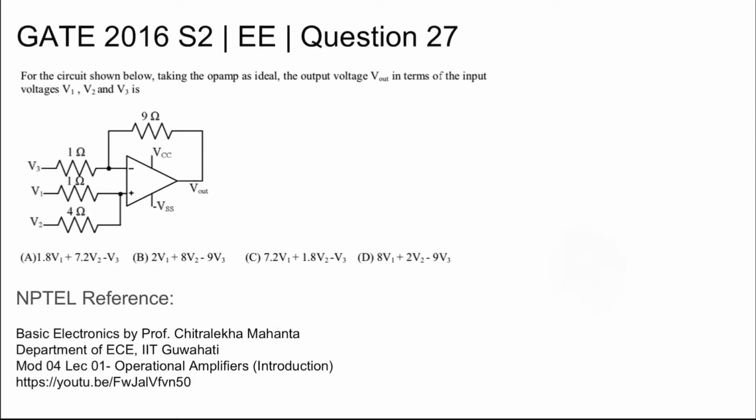This is GATE 2016 set 2 electrical question number 27. For the given circuit, consider the op amp to be ideal and the output voltage is V0. Then V0 in terms of V1, V2, V3 for the given circuit is being asked.